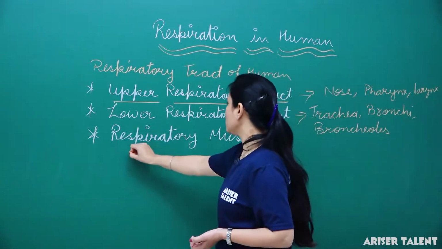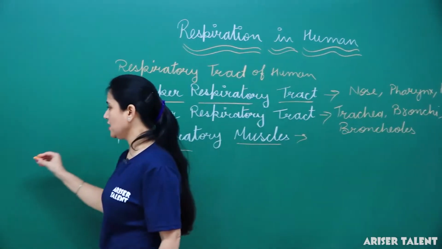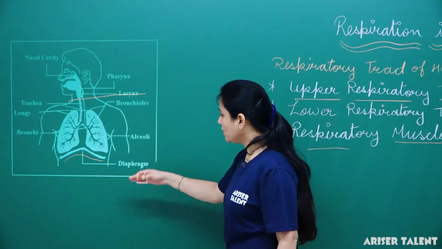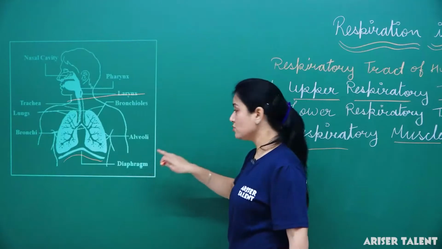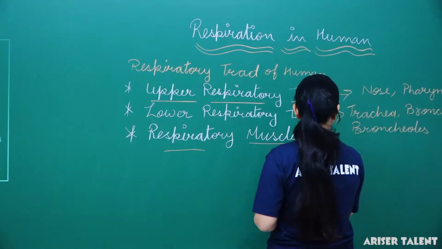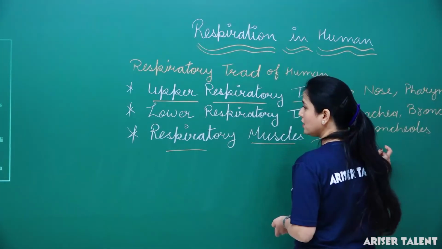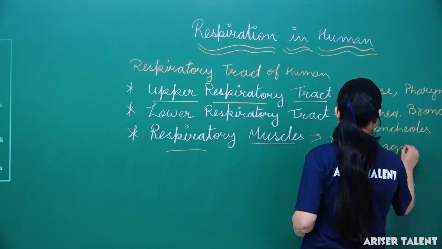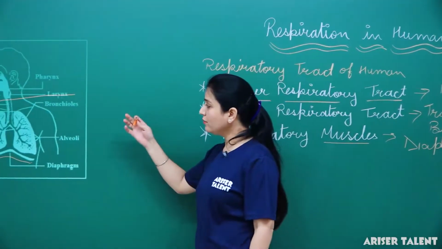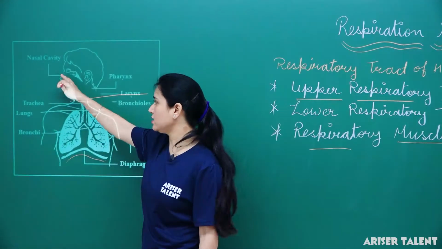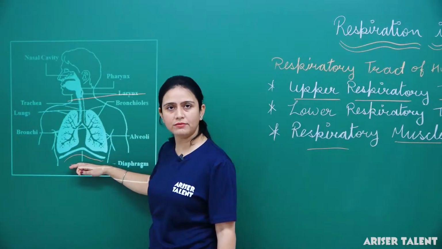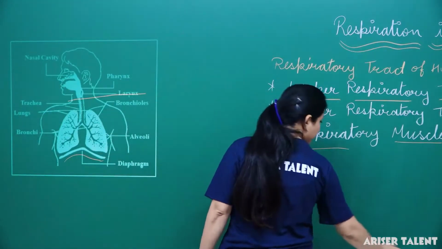Now if we talk about respiratory muscle, here we can see this diaphragm. This diaphragm is muscular in structure, and it is known as the respiratory muscle. So respiratory muscles consist of diaphragm. Thus we can say that the human respiratory system or human respiratory tract is divided into three parts. One is upper respiratory tract, another is lower respiratory tract and third one is respiratory muscle, that is diaphragm. So let's begin with it.